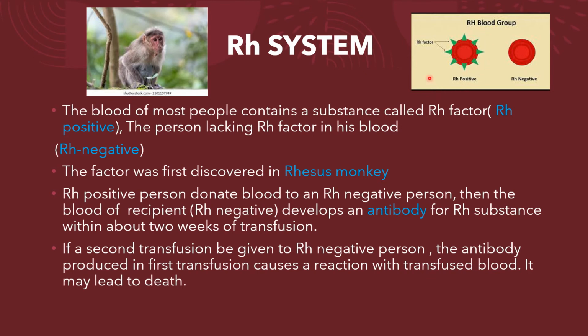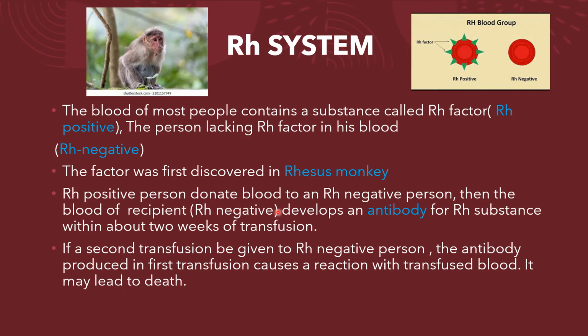In this diagram you can see a special protein present on the surface of RBC, that is called RH factor. Then that blood we call RH positive blood. Then this RH factor is lacking in some blood, then that we call RH negative blood. The factor was first discovered in rhesus monkeys. That's why the term RH factor came.